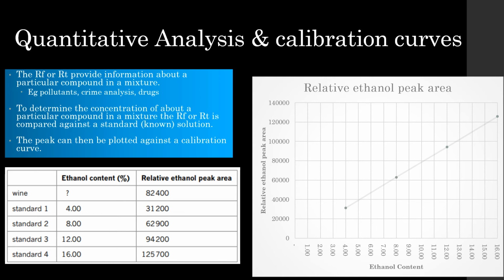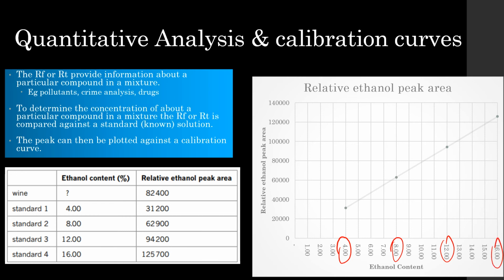So let's have a look at this example. So determine the amount of a particular compound in a mixture. The RF or the RT is compared against the standard or known solution. So then we can construct a calibration curve. So we can see here in the bottom left, we've got 4 standards. We've got a standard at 4, at 8, at 12, and at 16.